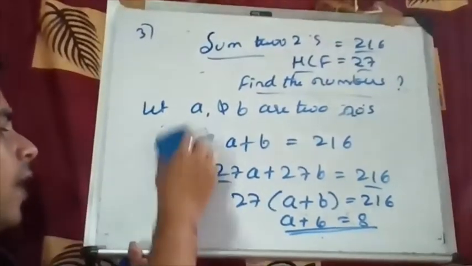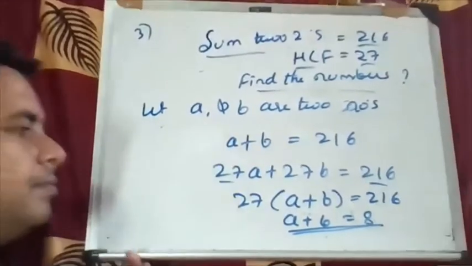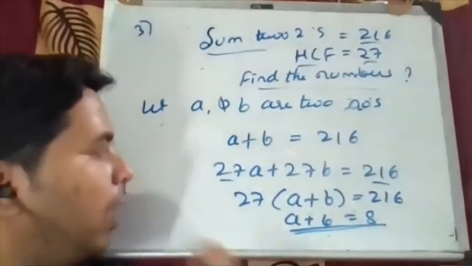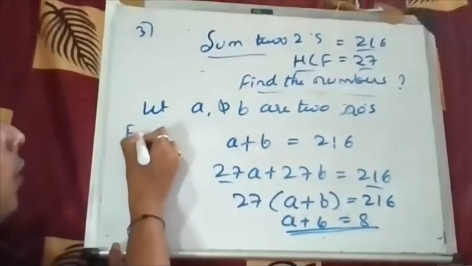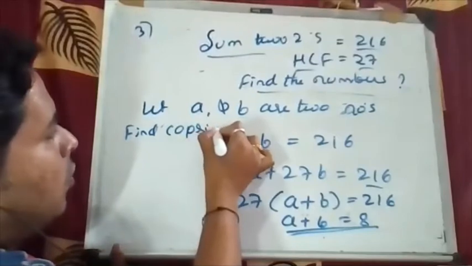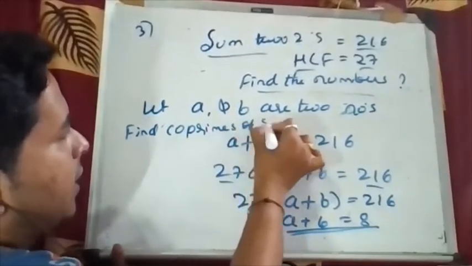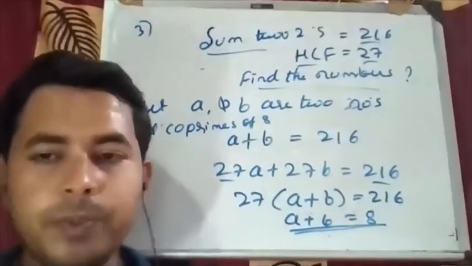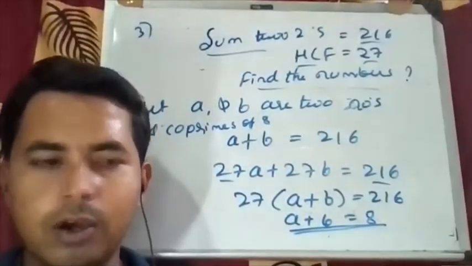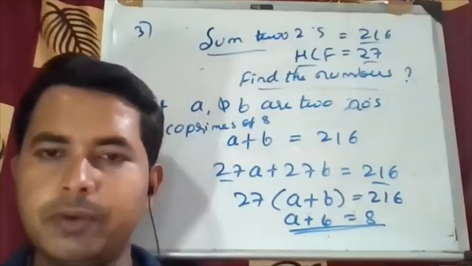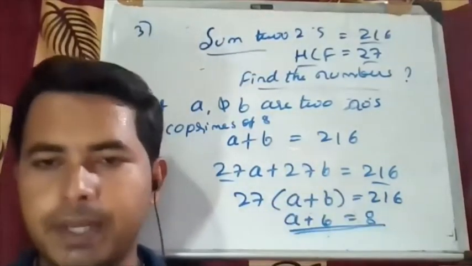Now I have to find A and B. How to find A and B? What we have to do? We have to find co-primes of 8. Co-primes of 8 in the sense that the sum should be 8, or if you add those two numbers, it should give 8, and they should not be divisible by a common factor.